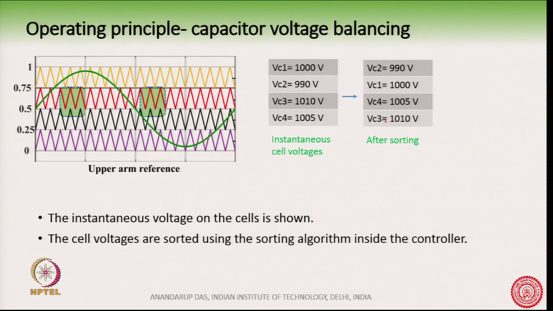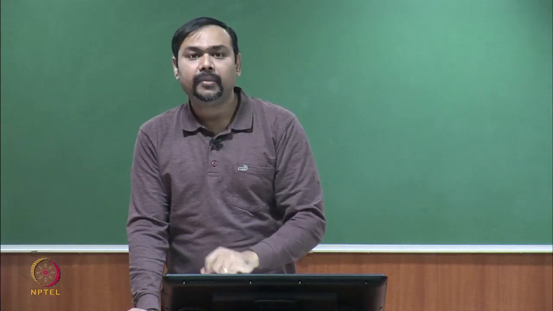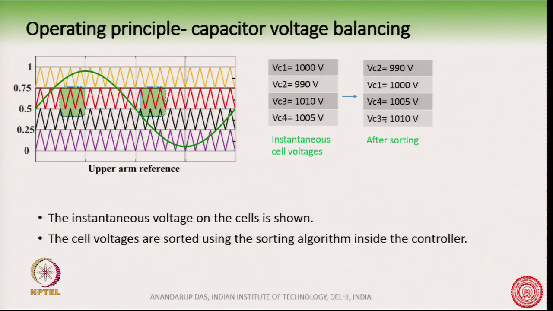These are the capacitor voltages, and this sorting is done inside the controller, inside the DSP for example. The instantaneous cell voltages are usually obtained from the ADC, the analog to digital converter. It will sense the voltage and this information will come to the controller. The controller will then do a sorting of these voltages and it will make a new table here: 990, 1000, 1005 and 1010 volt.